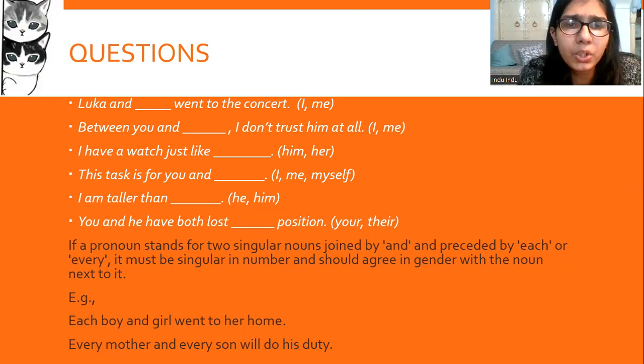Between you and dash, I don't trust him at all. So you have the options of I and me. It's obviously me. Between you and me, I don't trust him at all. This task is for you and dash: I, me, myself. It's obviously me because you use the second form. Me is also the second form. So we're talking about this task is for you and me.